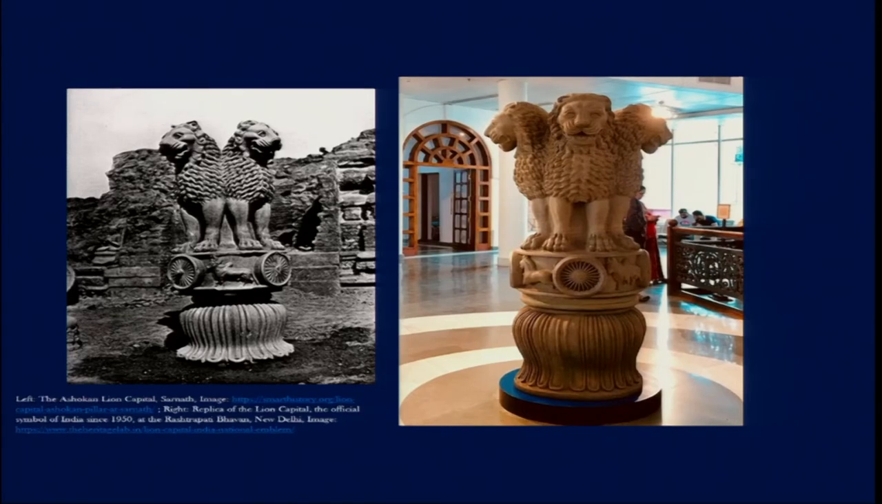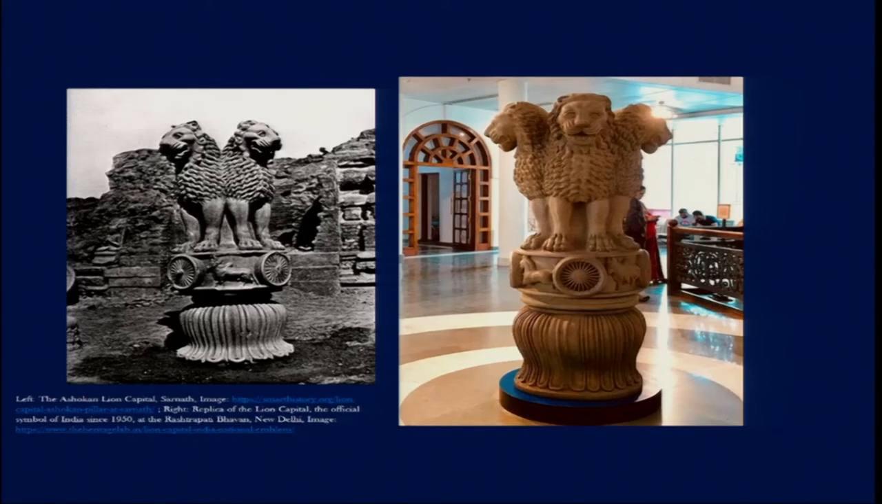However, what we find significantly in this particular capital is that there are four lions, instead of one animal that we have seen in the other capitals, for example, the one near Vaishali or the one in Lohria Nandangarh. Here there are four animals and all of them are stylized lions, and those animals indicate the four directions.